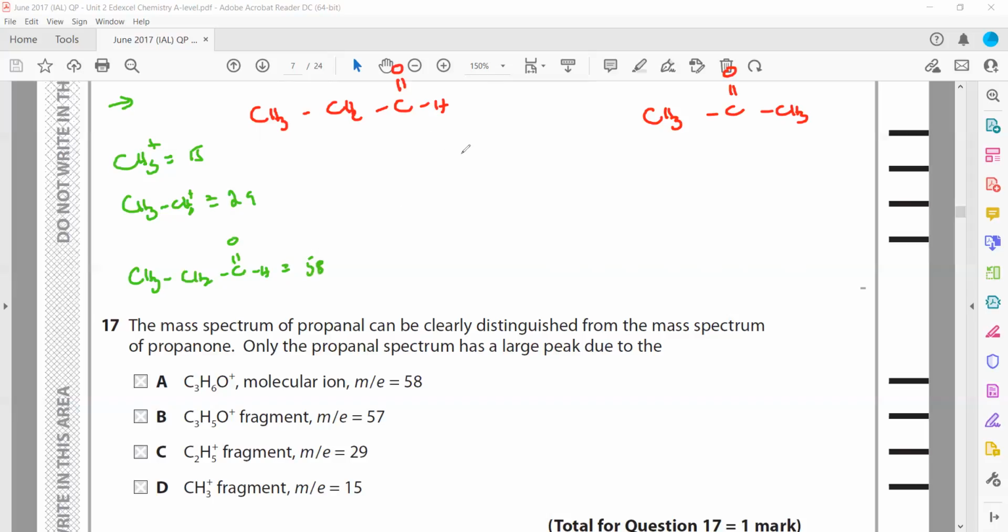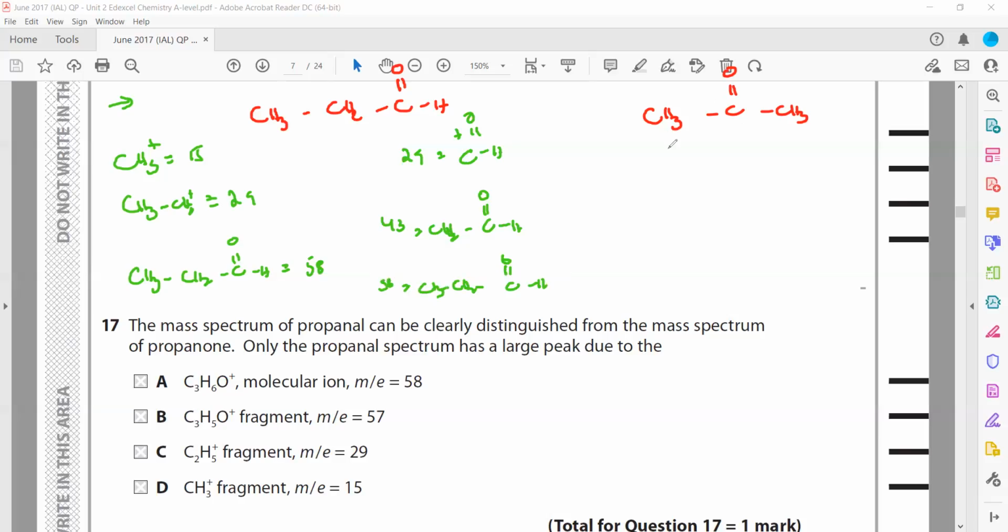Then we break from right to left. Breaking from right to left, C double bonded with O, H: so 12 plus 16, 28, plus 1, this will be 29. Or we might have C double bonded with O, H and CH2, so 29 plus 14, that is 43. And then we'll have the molecular ion peak, which is CH2, CH3. So that will be 58.